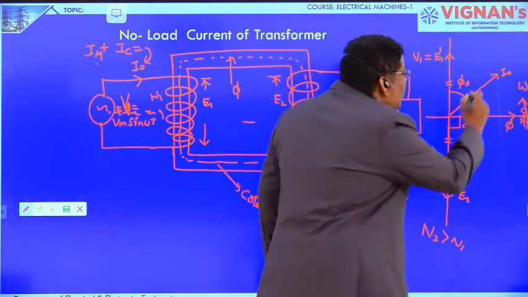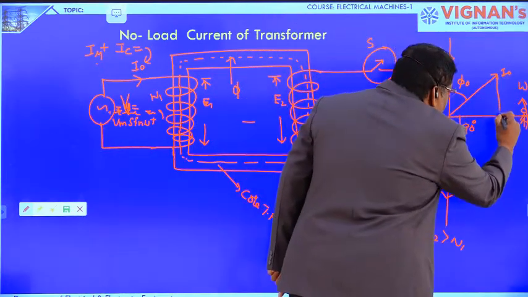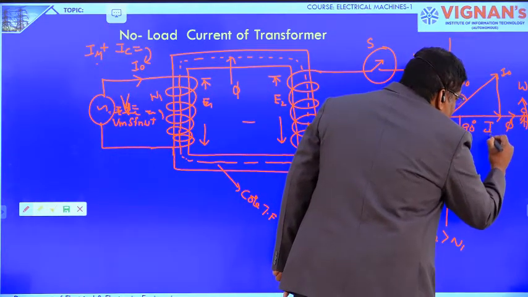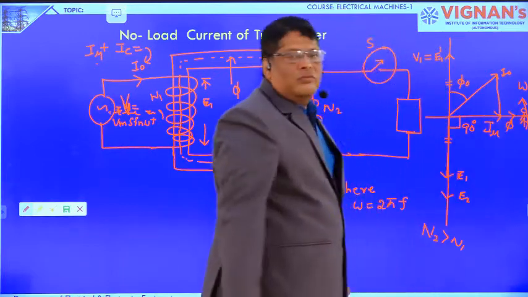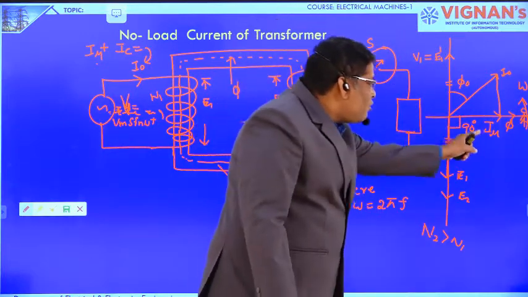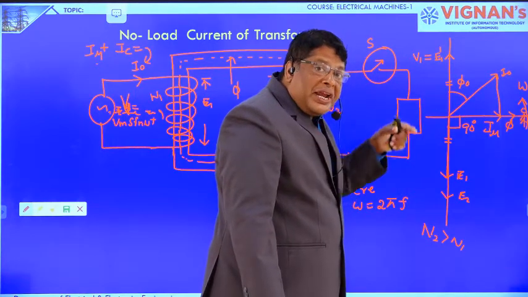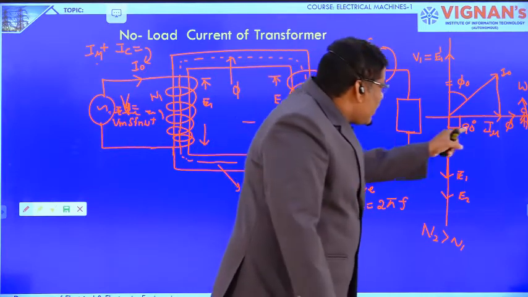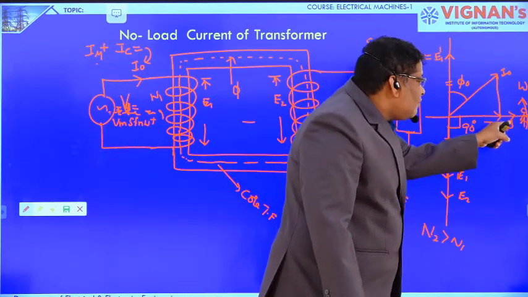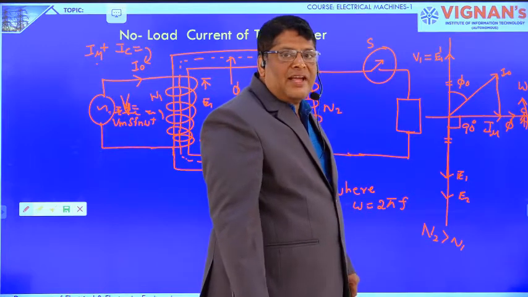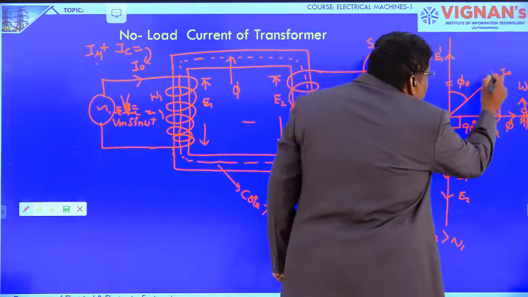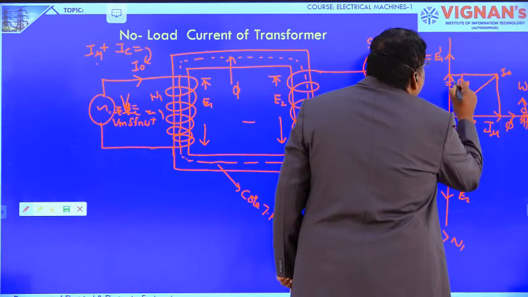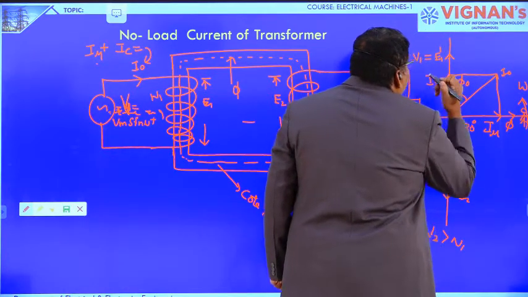Now we are resolving this I0 current. If we resolve this I0 current, this is the magnetizing current, I mu. Why is this I mu taken by the transformer? To create flux in the transformer. That's why the magnetizing current is in phase with the flux. Again, if we resolve this I0, we get one more component. This current is Ic, the core loss current.